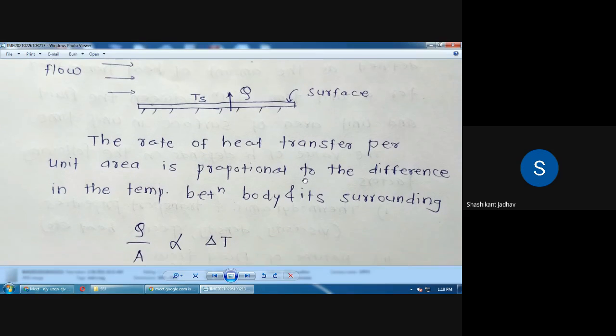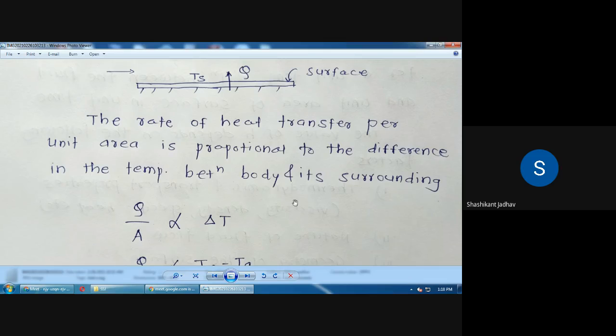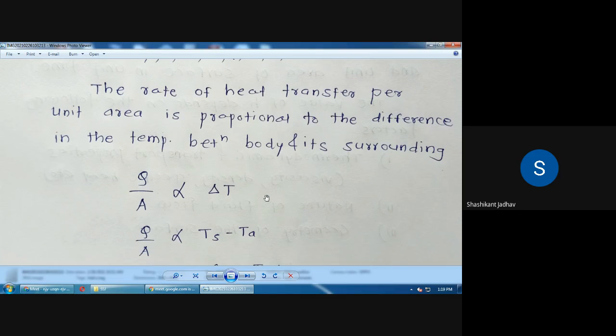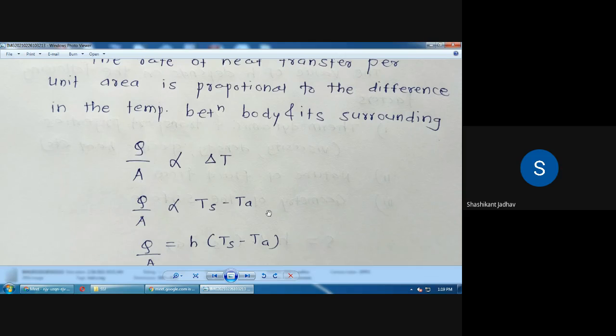So from that, write down this statement in the form of an equation. Rate of heat transfer per unit area. So Q by A is directly proportional to the temperature difference, that is delta T. That delta T is nothing but body temperature minus surrounding temperature, so Ts minus Ta. So Q by A is directly proportional to Ts minus Ta.